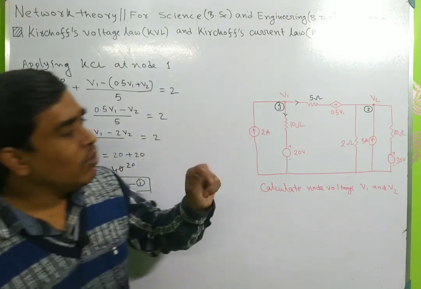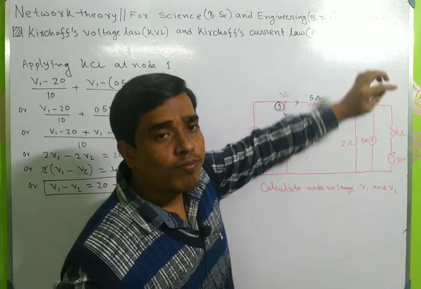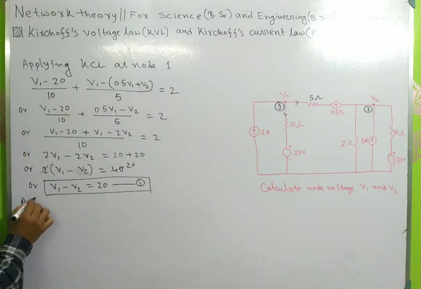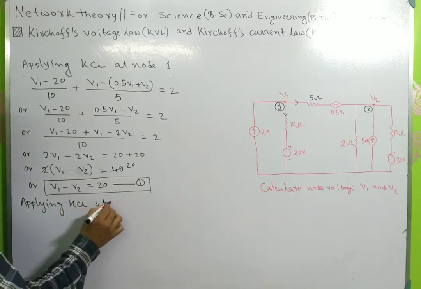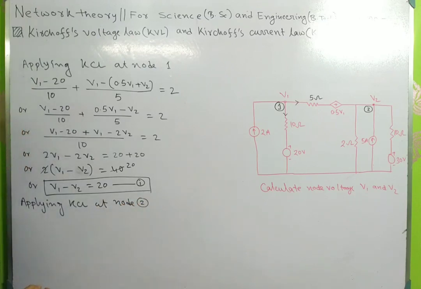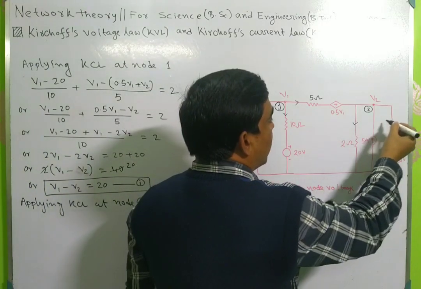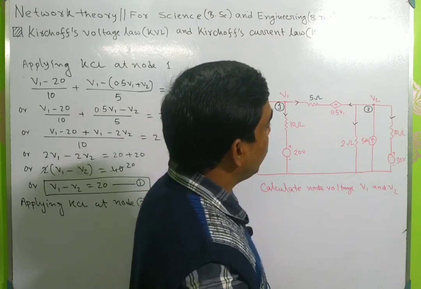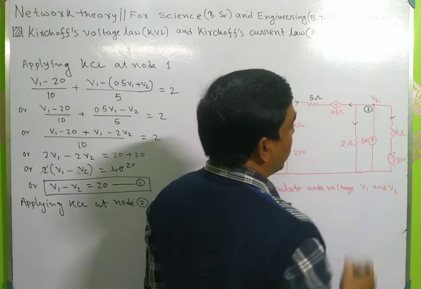Similarly, if you apply KCL at node 2, here you see that these are leaving currents, these are leaving currents, these are leaving currents. So the incoming current is 5 ampere.